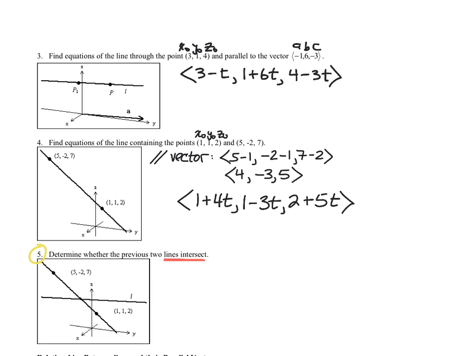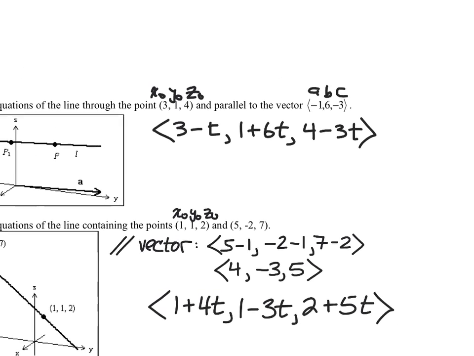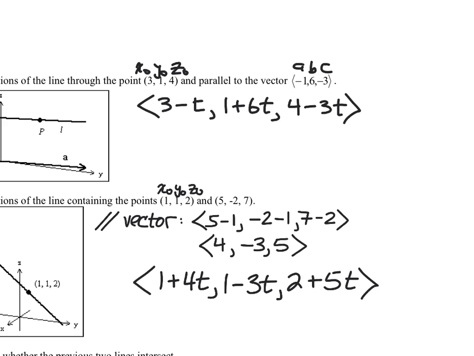But here we're just looking to see will the roads intersect. So what I'm going to do is put a little subscript here. I'm going to call this T sub 1, and this will be T sub 2.